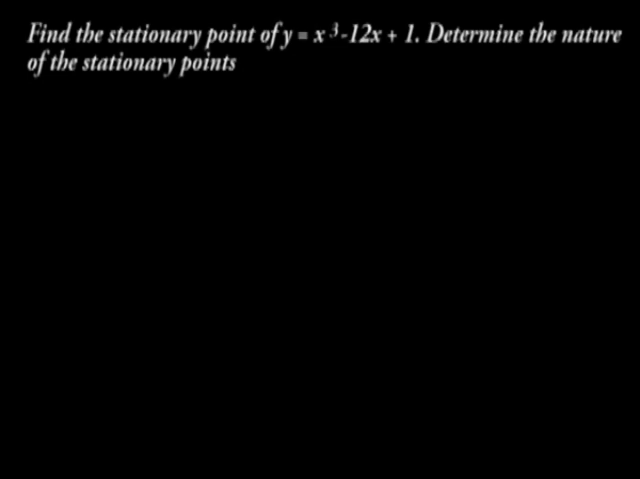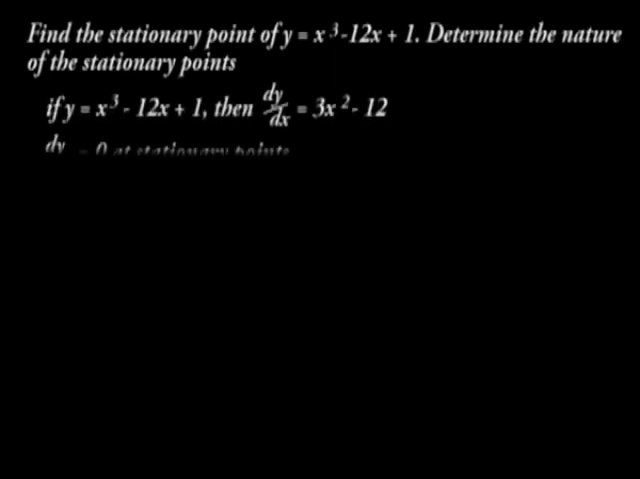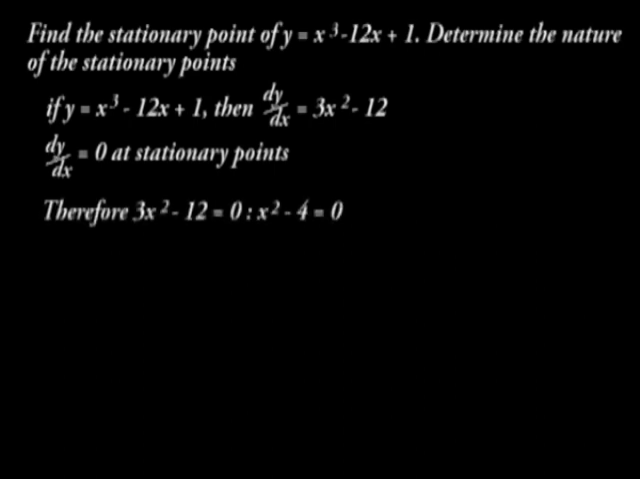For example, find the stationary points of y is equal to x cubed minus 12x plus 1. Determine the nature of the stationary points. In our solution, if y is x cubed minus 12x plus 1, then dy over dx is 3x squared minus 12. Dy over dx is equal to 0 at stationary points. Therefore, equating 3x squared minus 12 to 0, we shall have x is equal to minus 2 and x is equal to 2.